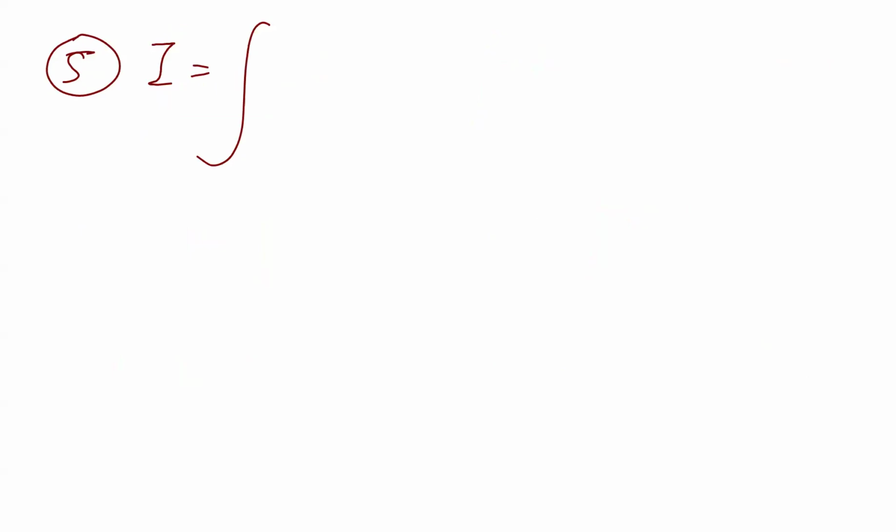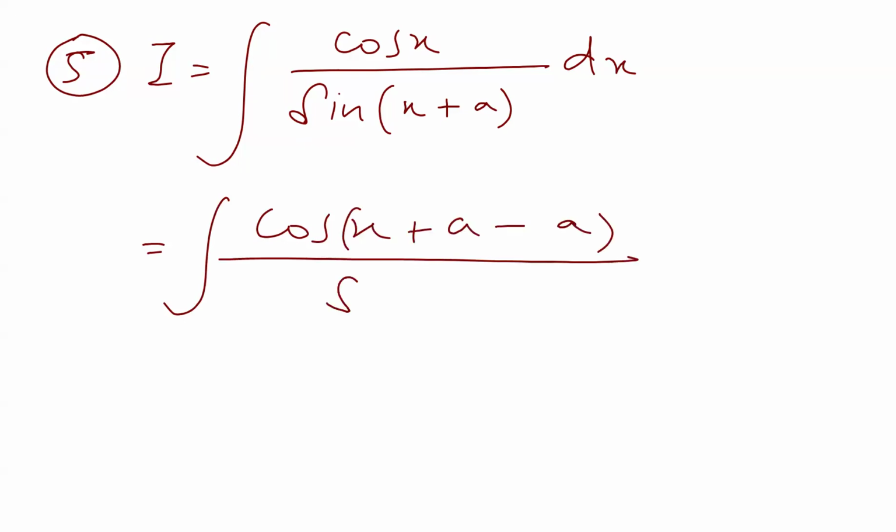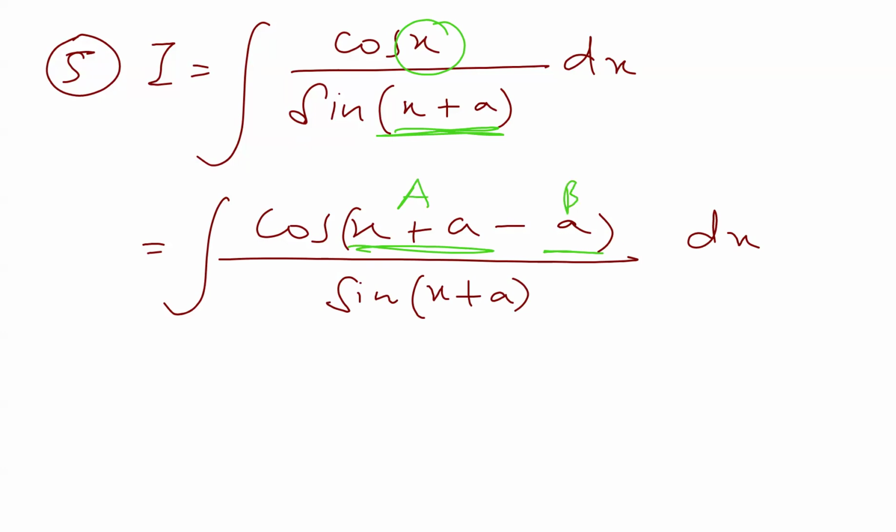Integration of cos x upon sin(x plus a) dx. So cos(x plus a minus a) upon sin(x plus a) dx. In the denominator I have x plus a, so above in the numerator also I'm making x plus a. But if I'm adding a, I will have to subtract a. So this thing is A and this thing is B.